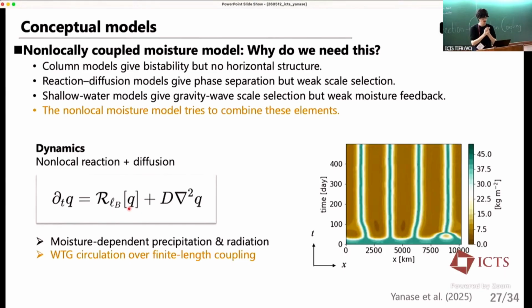And by incorporating this non-local coupling idea, we could reproduce the time evolution of moisture. And it can reproduce the coexistence of multiple clusters. And it seems consistent with cloud-resolving model simulations in a huge domain. So that is one of the conceptual model classes we proposed.